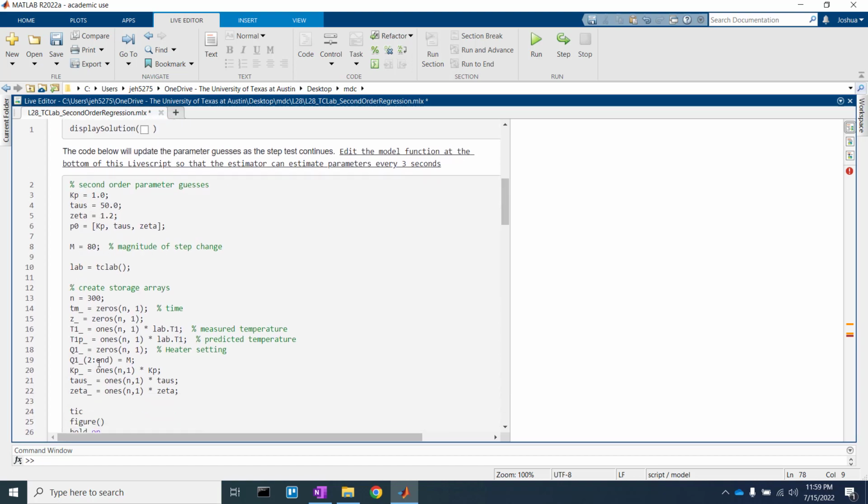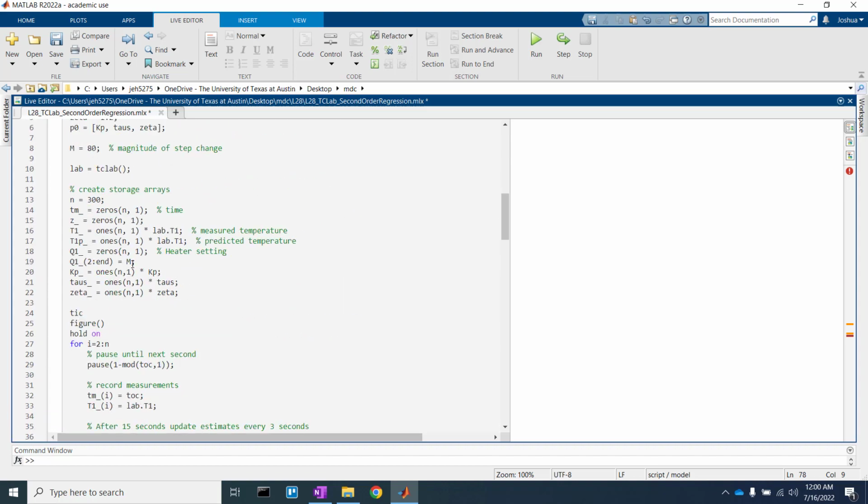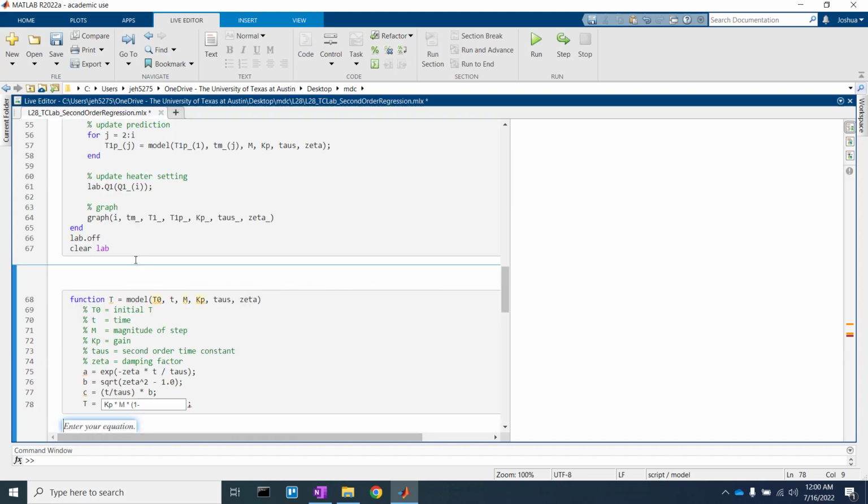And let's look at a couple of simplifications I had within this. So a, b, and c are simplifications. A is going to be the exponent of negative zeta times t divided by tau s. B is going to be the square root of zeta squared minus 1. And then c is going to be t divided by tau s times b. So let's see where those appear in our system here.